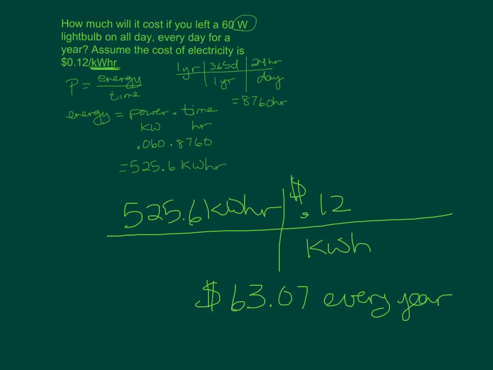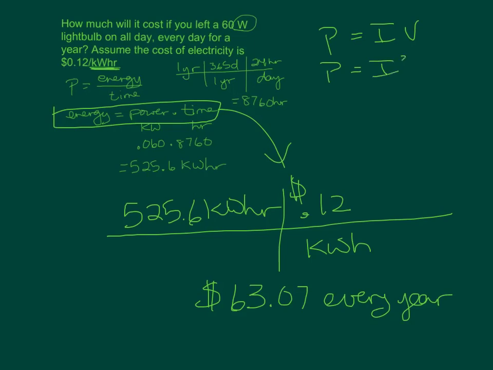But we're going to use P equals IV. We might be using the energy is our power times time, depending on what we're trying to find. We're generally going to use this only when we're trying to find the cost. Kilowatt hours we generally only use when we're trying to find the cost. We're going to use different versions of that, so I squared R depending on what we're given, or V squared over R. Or power is our change in energy.